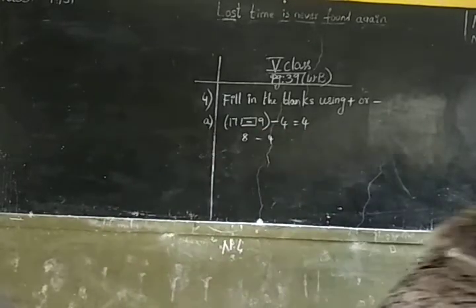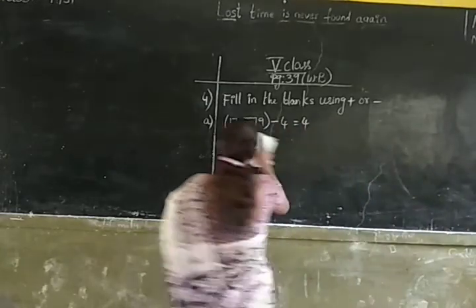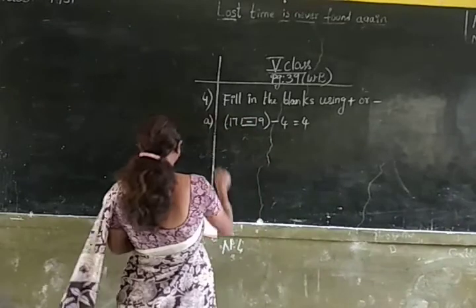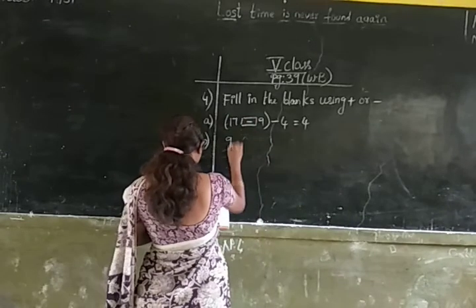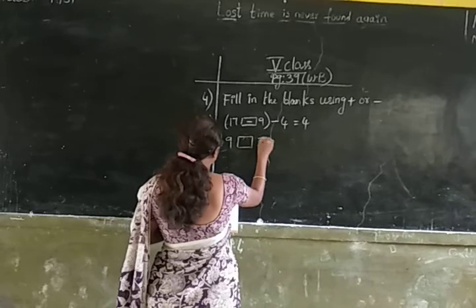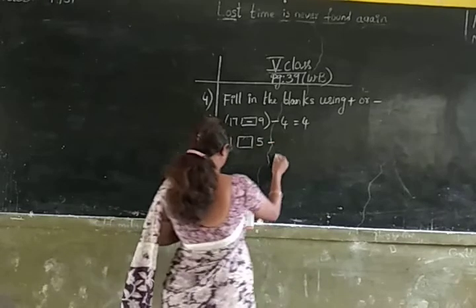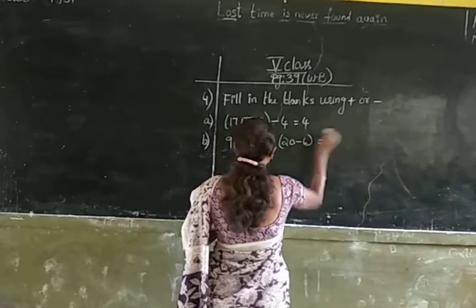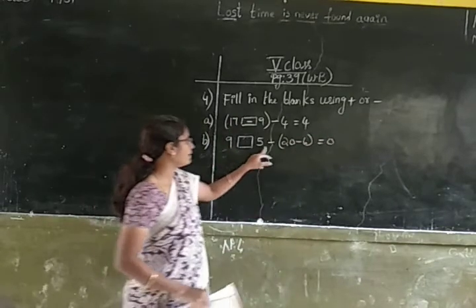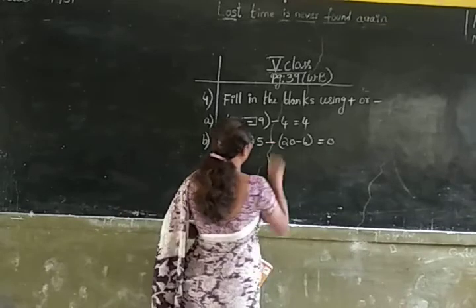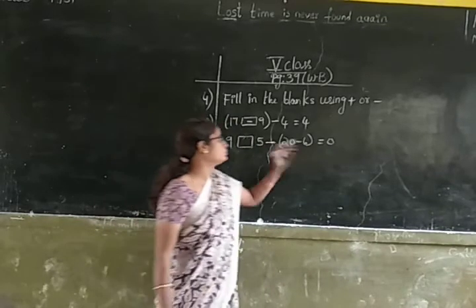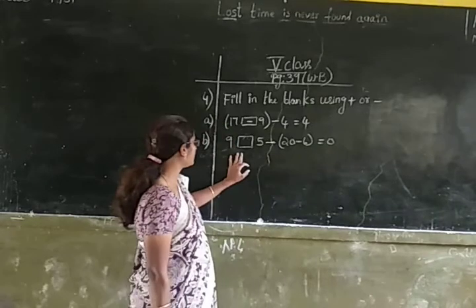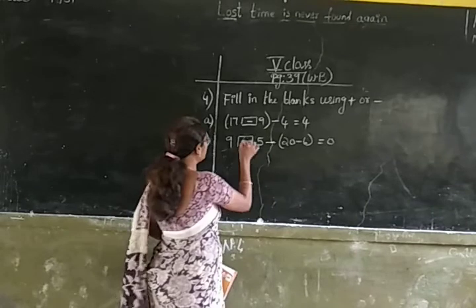Okay children. Now let us do the B sum. B sum is 9 box 5 minus 20 minus 6 is equals to 0. Here we have to get the answer 0. So here it is given 9 box. So let us place the symbol plus and check.